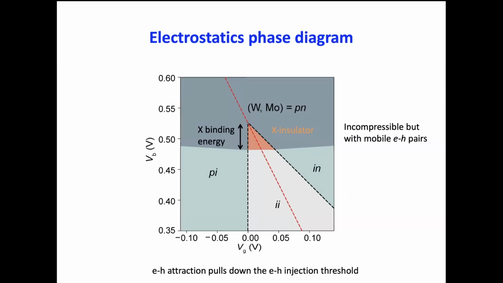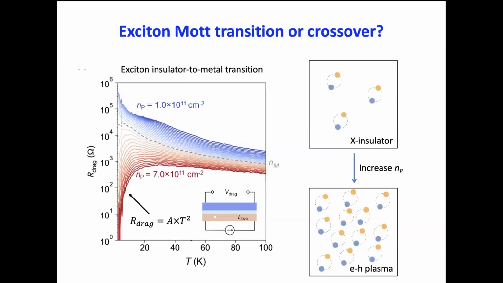Okay. So this is now the modified phase diagram of the entire system. Instead of just having a PN boundary exactly overlapping with this tipping point here, the PN boundary is actually pulled down by the electron hole interaction. And there is a triangular region here where you have an incompressible state, but carrying mobile electron hole pairs in the system, so you can drive an exciton current. The amount that it gets pulled down is equal to the exciton binding energy, in this case 30 milli-electron volt.